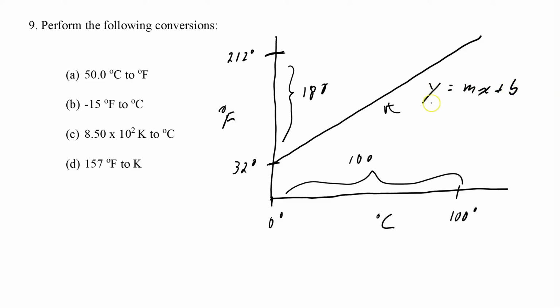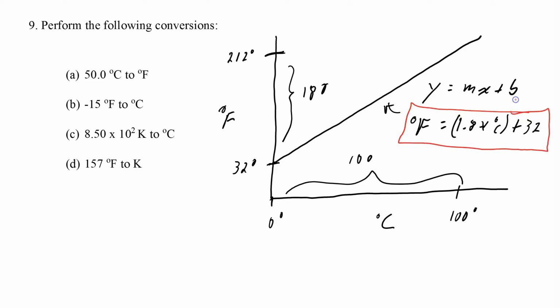Now we can substitute for the y-axis. We have degrees Fahrenheit. Our slope is 180 divided by 100, rise over run, and that's going to be 1.8 times our x-axis, which is degrees Celsius. And then we are going to add the y-intercept, which is 32. So here is our equation that allows us to convert between degrees Fahrenheit and degrees Celsius.